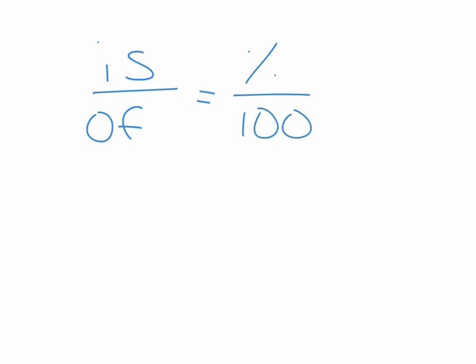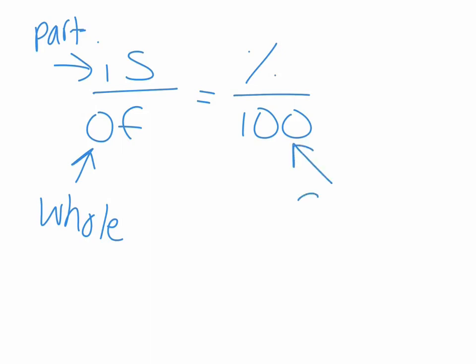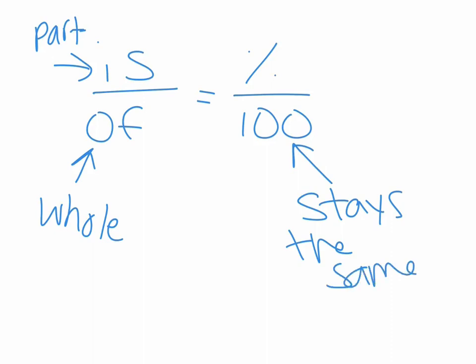So notice at the top of your paper it says is over of equals percent over 100. So this is your part and this is your whole. If you want to think of 20 as your whole, a part of that would be 10. So what percent is that out of 100? This 100 stays the same always. You will always put the 100 there underneath the percent every single problem.